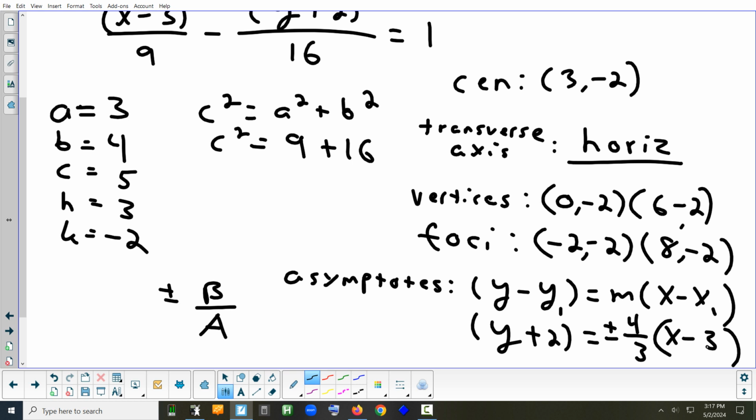If you wanted to convert it to slope intercept form, you could distribute out the 4/3 and then subtract the 2. And then distribute the negative 4/3 and subtract the 2. But I'm going to leave it in point slope.